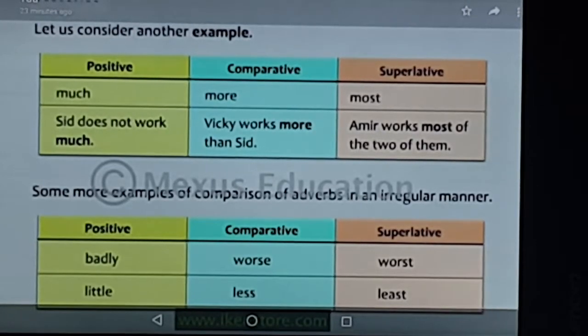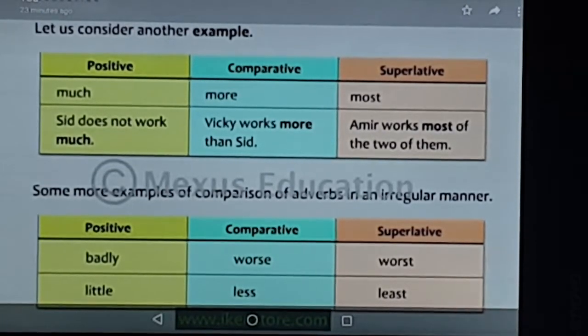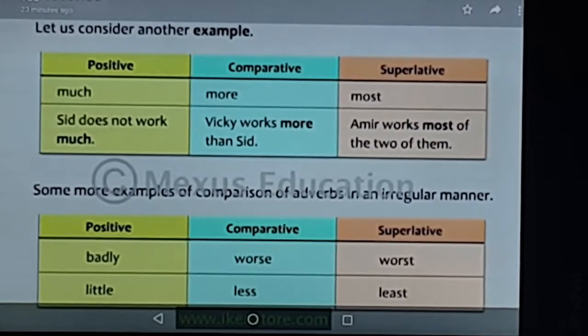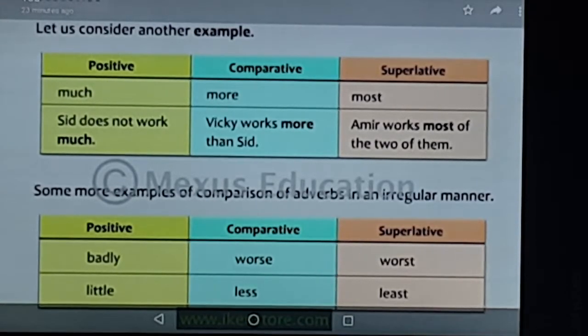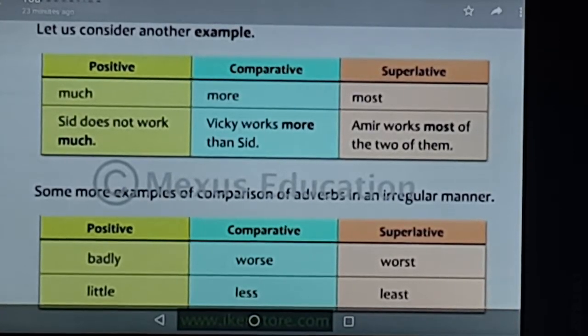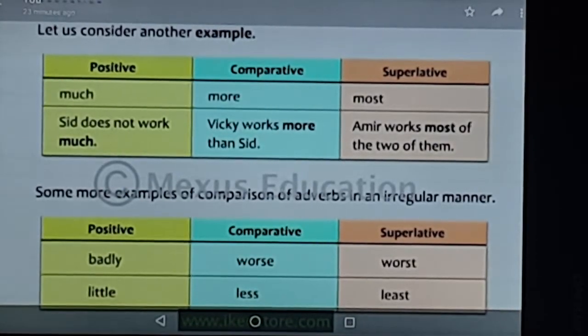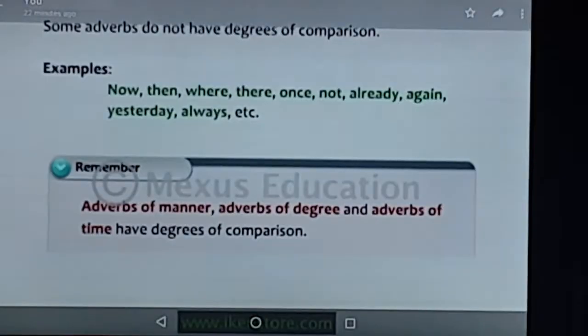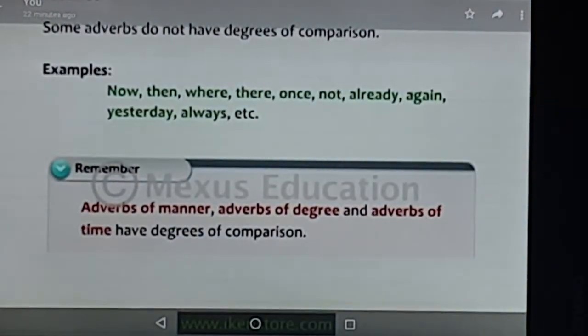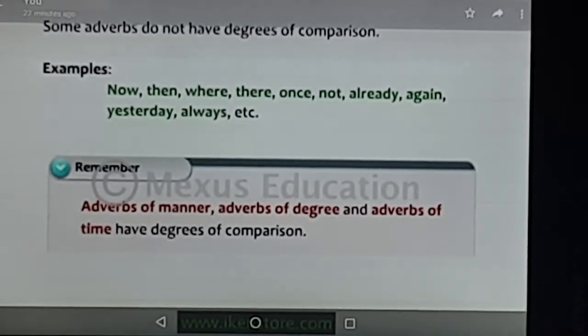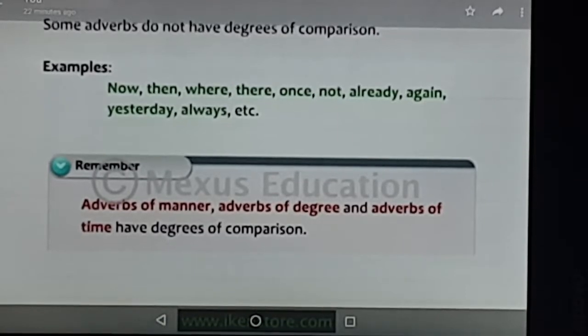Some more examples of comparison of adverbs in an irregular manner: the positive degree badly, the comparative again becomes worse, and worst. Little becomes less and least. So it is a little bit similar to adjectives, but again I'm telling you, don't get confused. Here we are only talking about actions, not qualities.